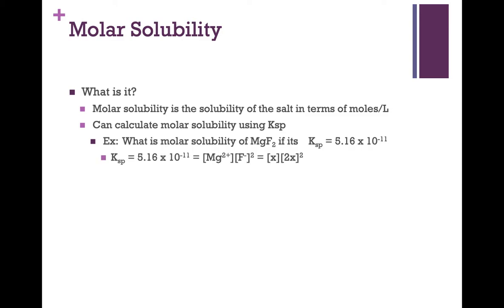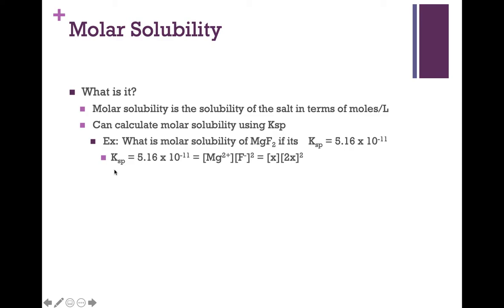Now, for this particular example, we have a KSP value of 5.16 times 10 to the minus 11, and for magnesium fluoride, let's write an equation for its KSP. This would be our starting solid. It's going to break apart into 1 magnesium 2 plus and 2 F minus ions, which would then be the concentration of magnesium 2 plus times the fluoride concentration squared in terms of our KSP equation.